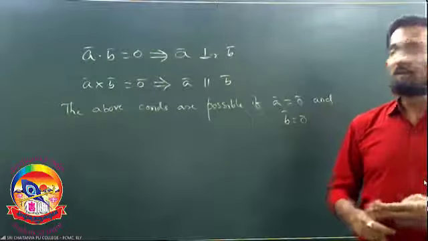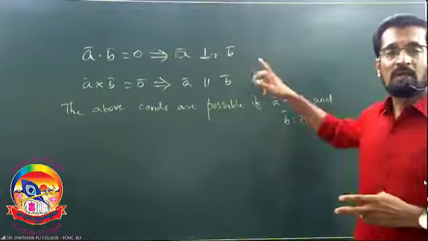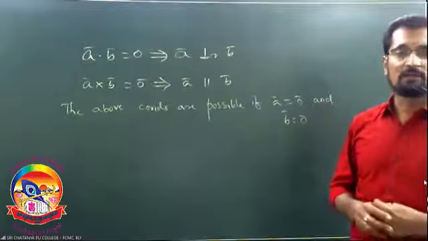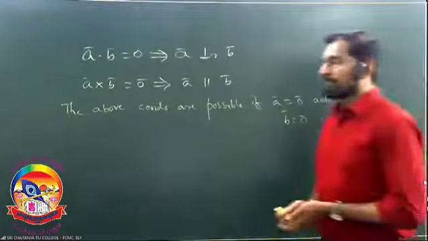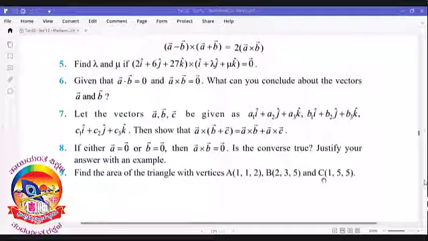Am I right? Therefore, the conclusion which you should give is that both conditions are satisfied if and only if those two are null vectors. I hope you understood. Shall I move to the next problem? Yes. Seventh problem and eighth problem are for practice.